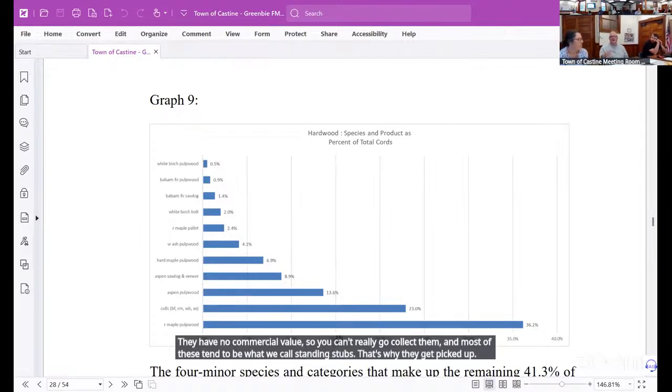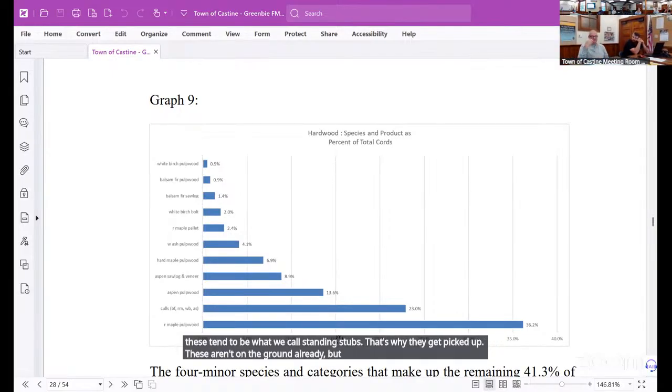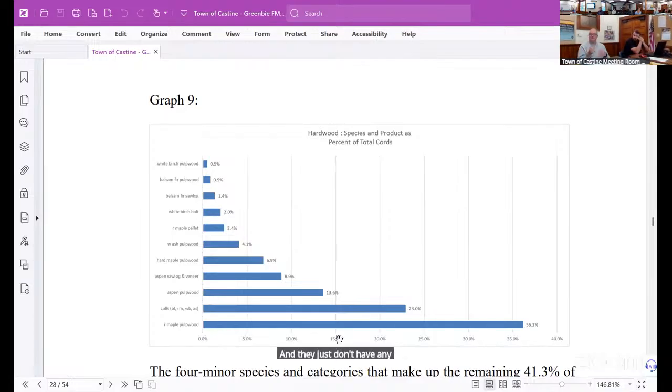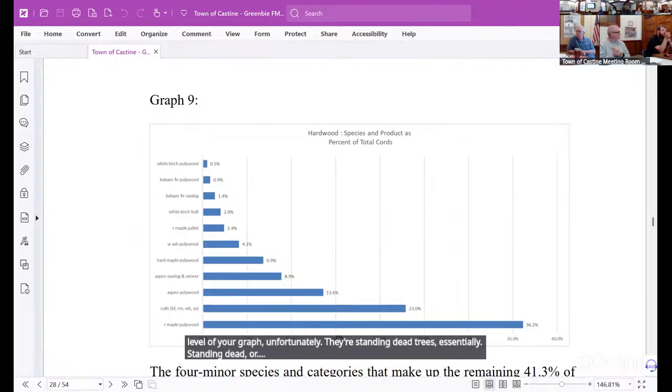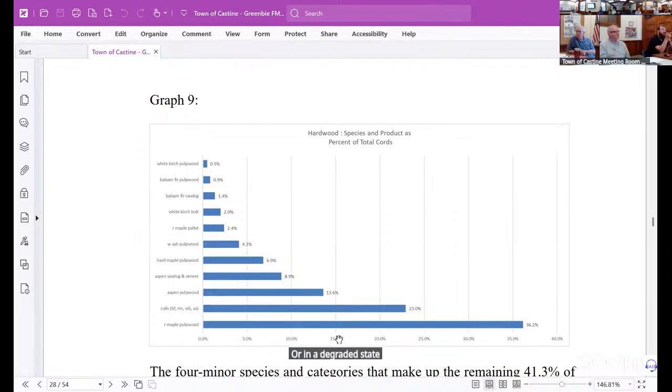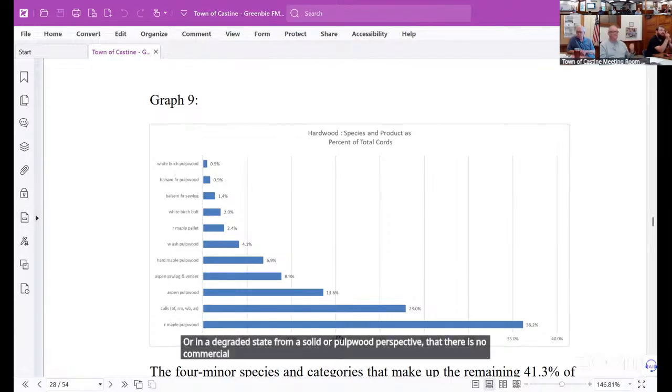These aren't on the ground already, but they're standing and they just don't have any value except for wildlife and birds. But you don't want to look at this and find it's the second or third level of your graph. Unfortunately, they're standing dead trees essentially, standing dead or in a degraded state. From a solid or pulpwood perspective, there is no commercial product.